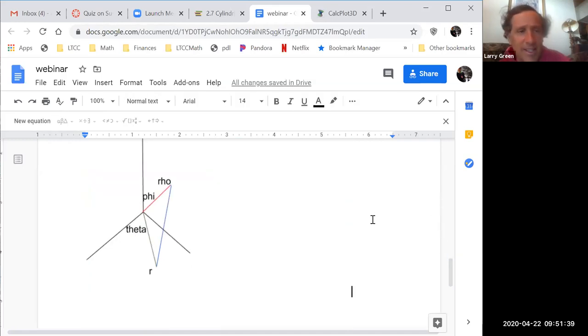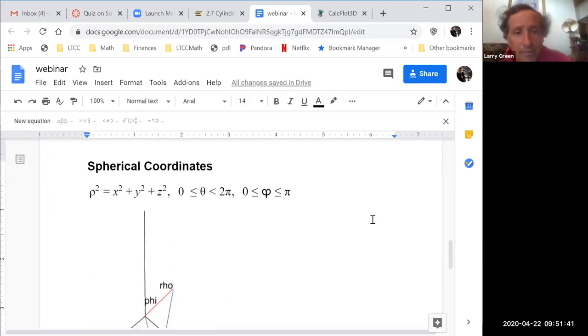Have you seen this Greek letter before? The one that's between 0 and pi? If you haven't, it's called phi. Pretzel. I like that. But it's called phi. So it's a Greek letter and it's the one they use. Any questions at all on spherical coordinates so far?